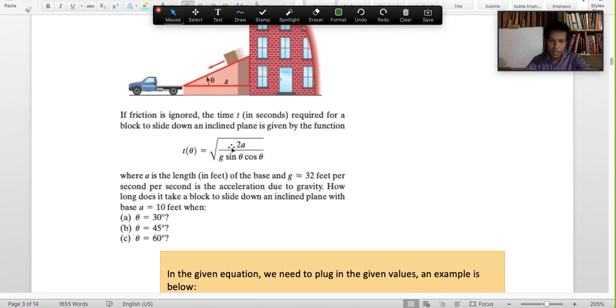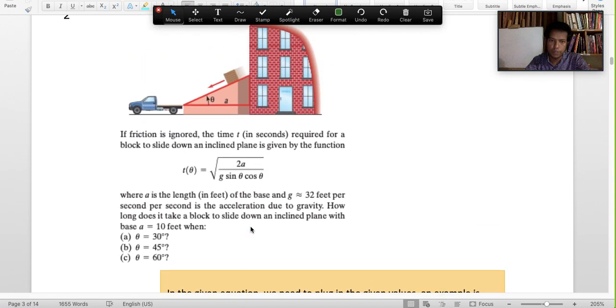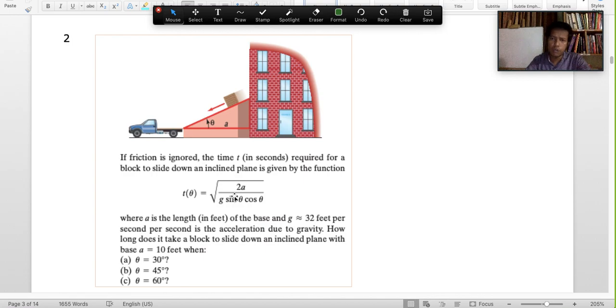This question is also easy, because this is the given function. We have to put the value of theta, and a is given here, so we put it here and then we get the solution. But let's say the question is a little bit different. Suppose you have something.